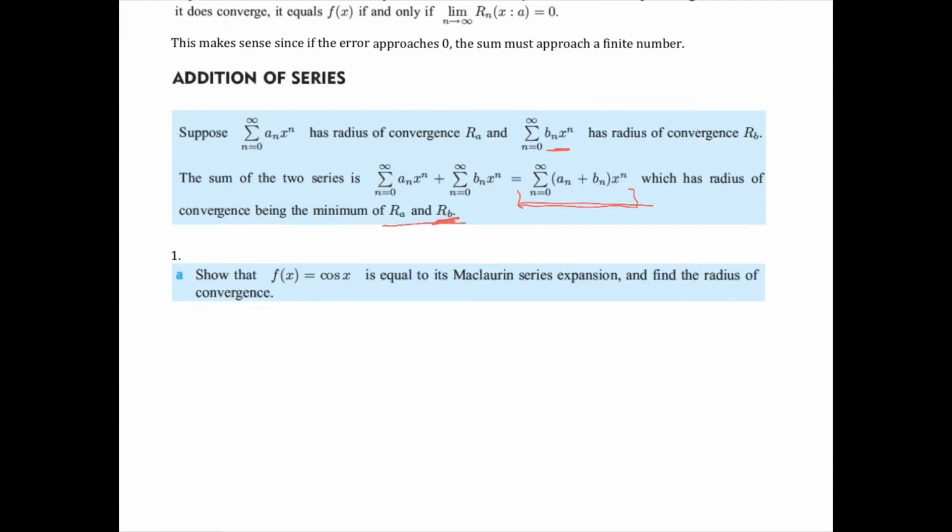Question 1, show that f(x) equals cos x is equal to its Maclaurin series expansion. Wait a minute. If it equals the Maclaurin series expansion, what must be true? Oh yeah, a is 0 for Maclaurin, that's right. But also, if it's equal to the series expansion, this bit is the error, the limit as n approaches infinity of R_n should equal 0. So, if we want to show that it equals, we need to show that limit. And then find the radius of convergence.